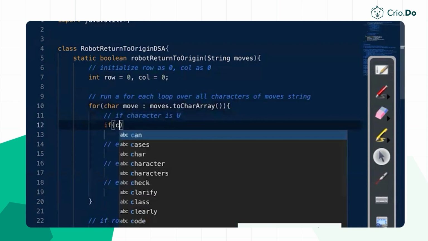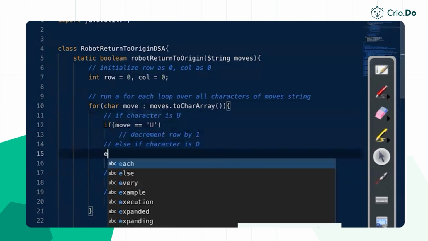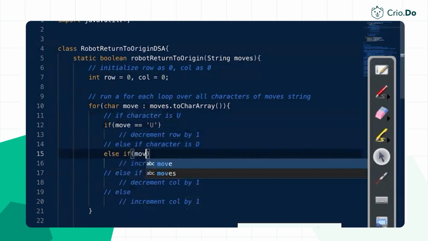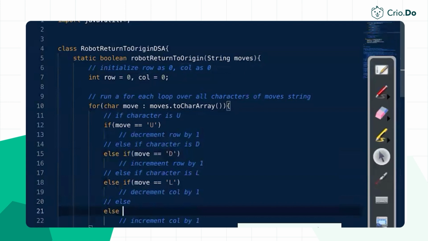So characters can be 4 possible scenarios, because in the question it is given that you will be having only such 4 scenarios possible. If character is capital U, and just ensure that you are using capital U. Otherwise, the entire logic will go wrong if you are using small letters. Similarly, if the character is not capital U but capital D, or capital L, that is left, or if it is none of them, or you can say else, it is capital R.